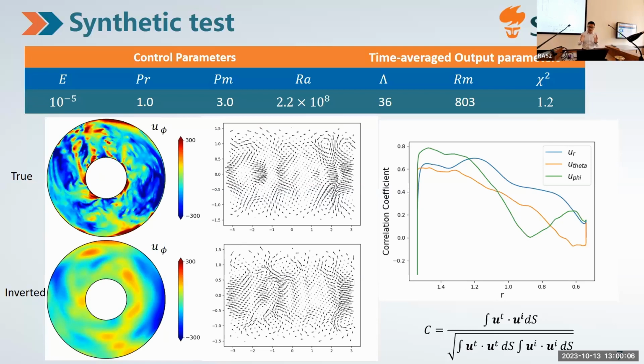And to quantitatively characterize how well we retrieve the core flow, we introduce this correlation coefficient. Basically, it's a correlation between the true state and the inverted flow. We can see that at least in the outer part of the core, we get a relatively good correlation coefficient. It's larger than 0.6. Actually, for the upper part, we can reach somewhere like 0.8. So that's, I would say, quite reasonable to get a large-scale structure of the core flow.